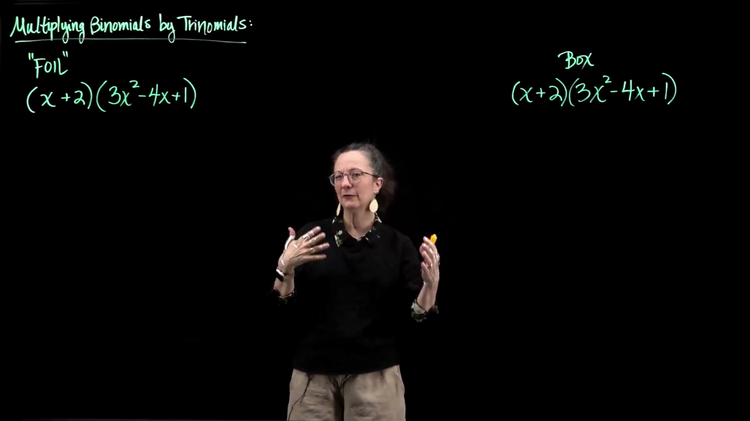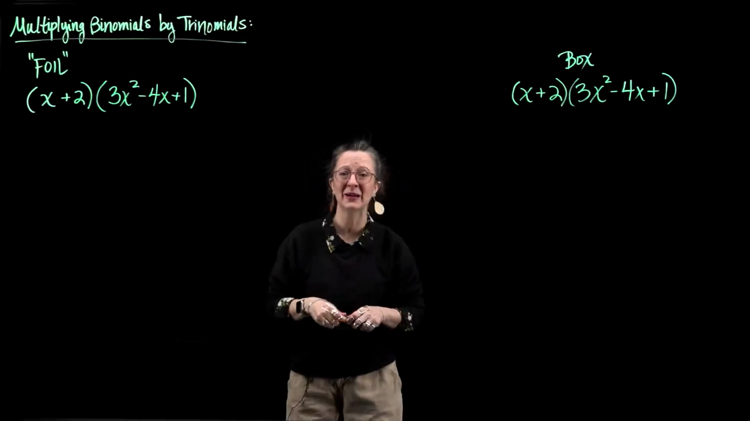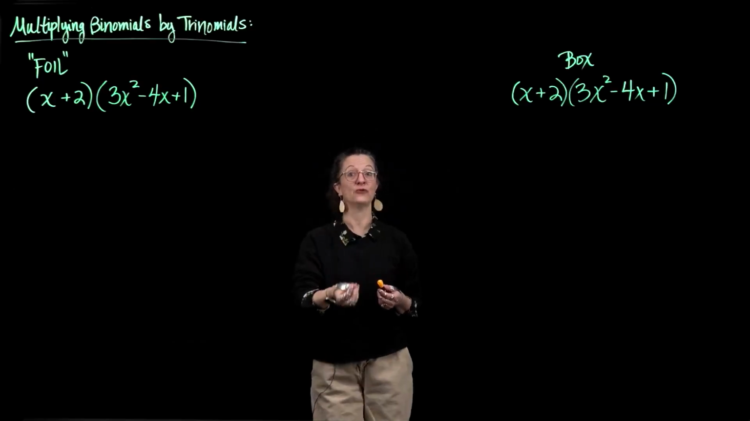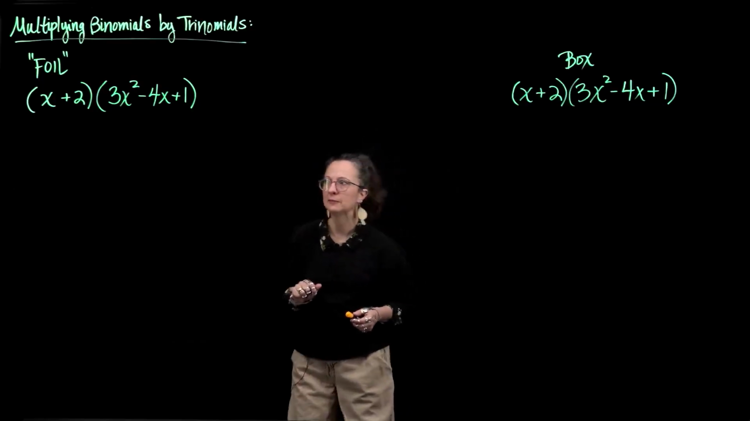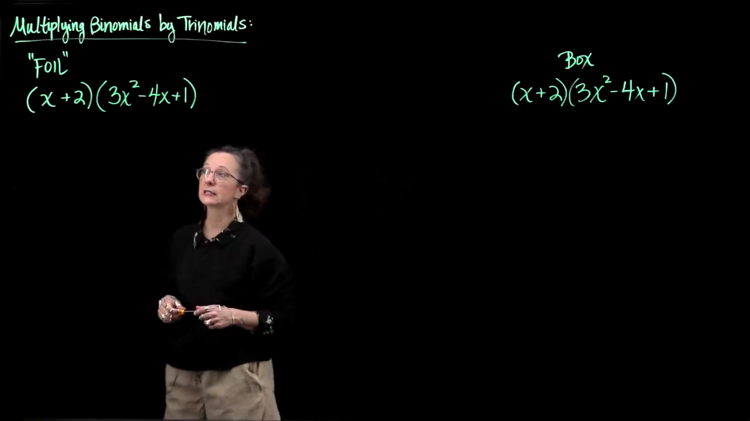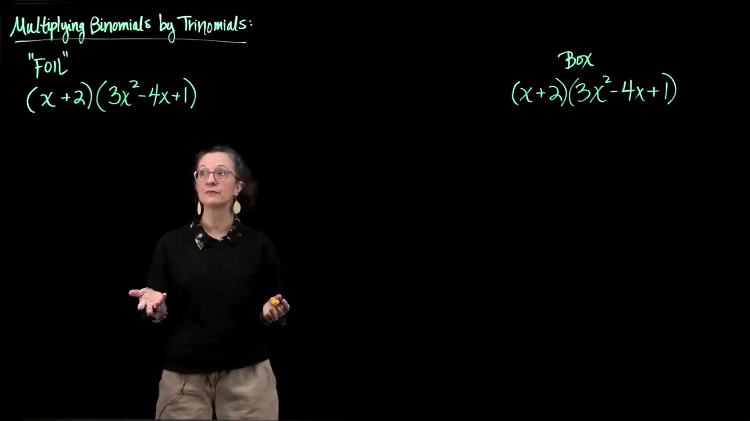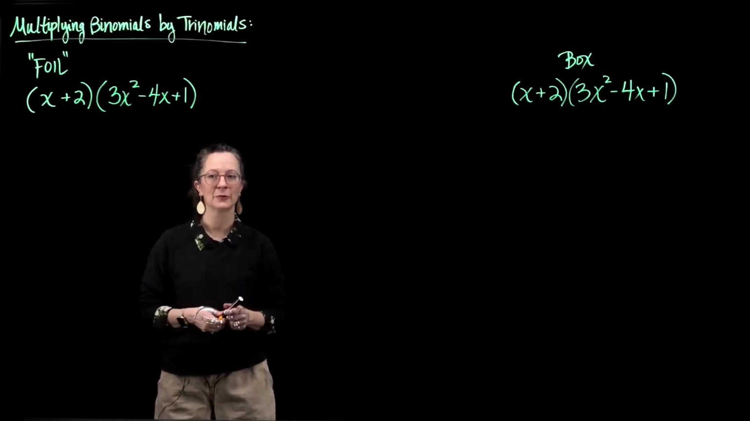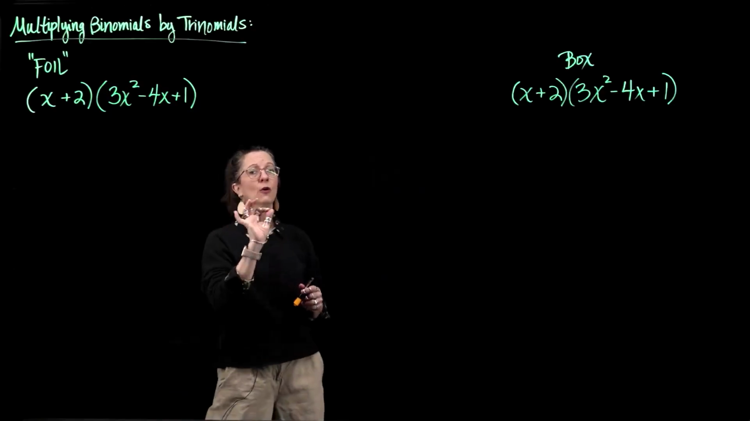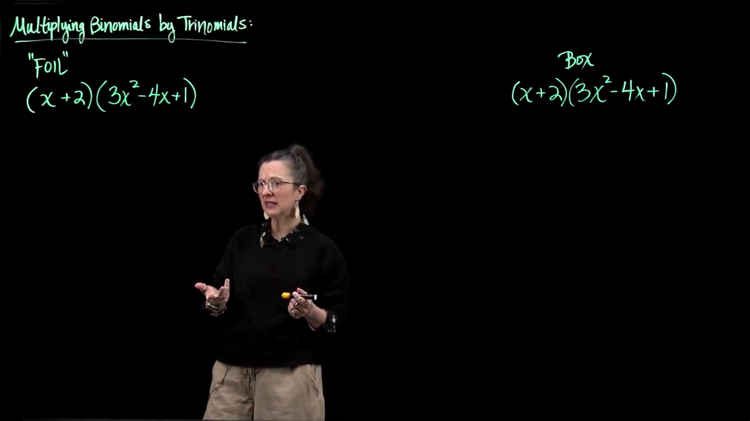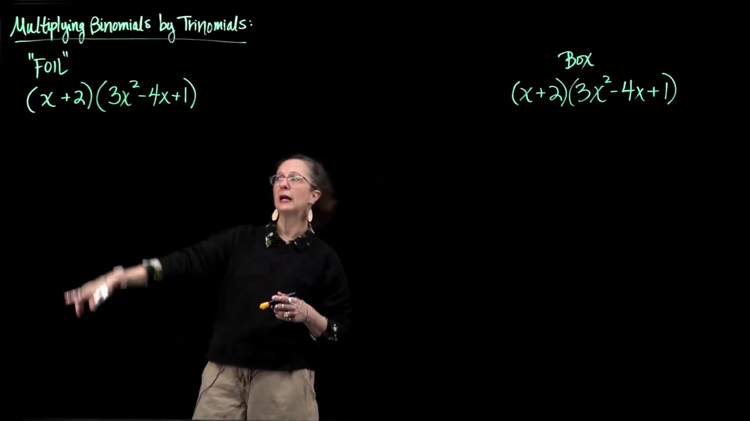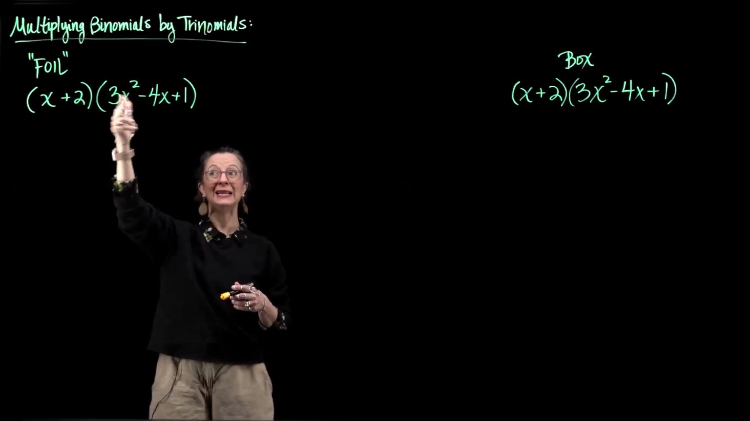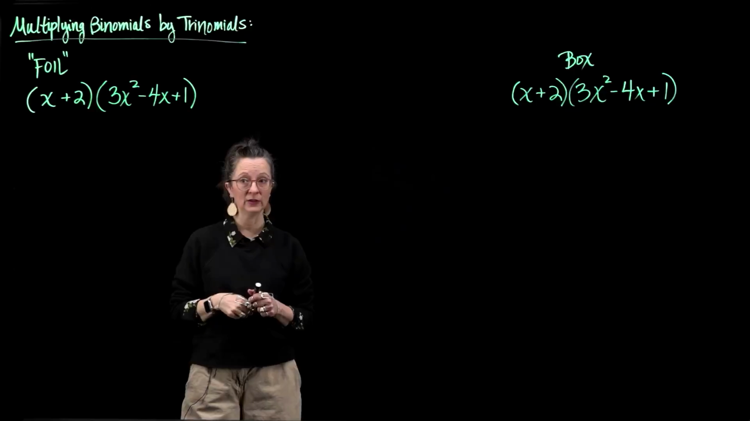So we're not going to FOIL it because we don't have a binomial by a binomial. But we're going to use the same idea as we had in FOIL. Let me show you what I mean. The problem that we're going to work is x plus 2 in parentheses times 3x squared minus 4x plus 1, also in parentheses. So when I say FOIL, what I really mean is we're going to multiply each term in the first binomial by each term in the trinomial.